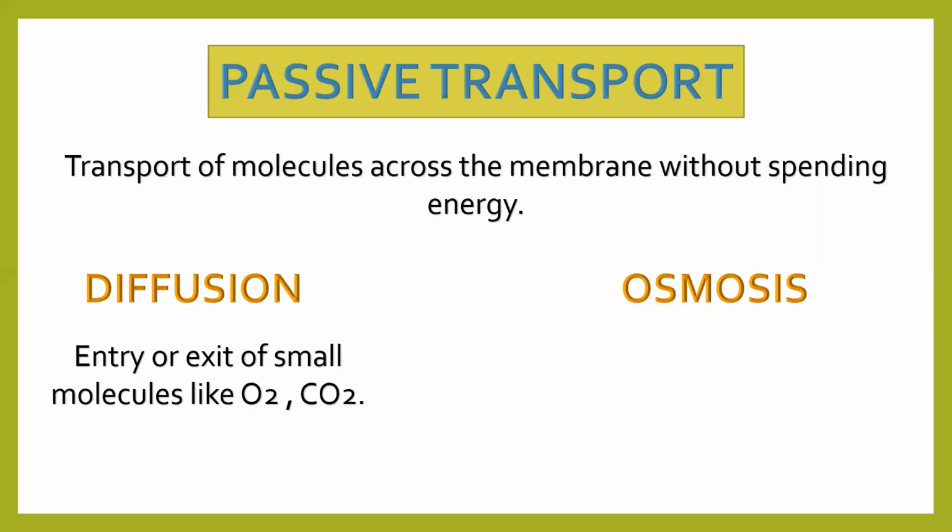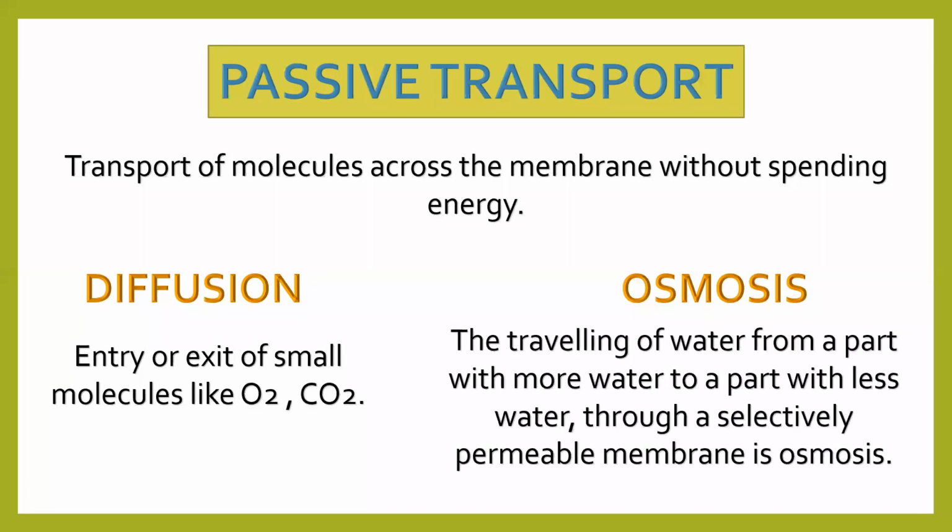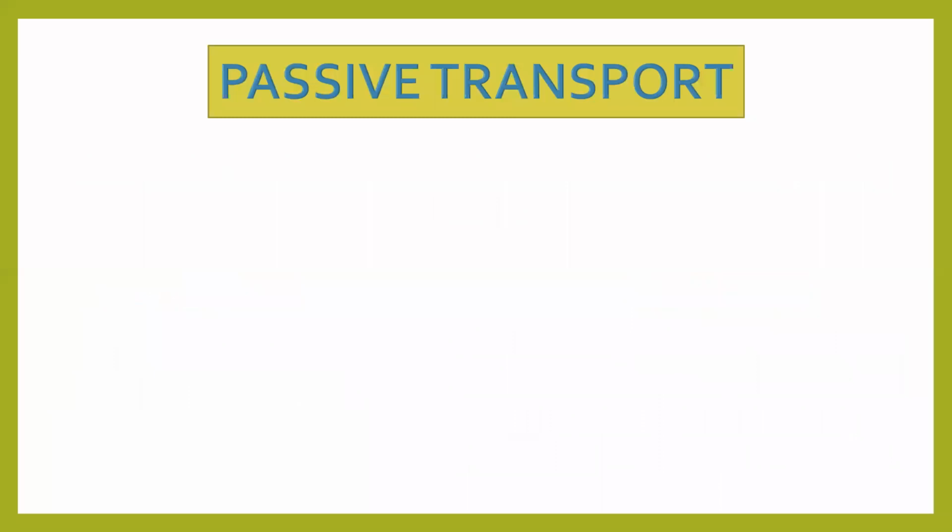Moving on to osmosis. What is osmosis? Now this is a very interesting thing. It is nothing but the movement or traveling of water from a part with more water to a part with less water through a selectively permeable membrane. Now I know osmosis will sound a little bouncer. Okay, so before understanding osmosis completely, let's first understand what is diffusion. Let's go one by one. So passive transport, the first one is diffusion.